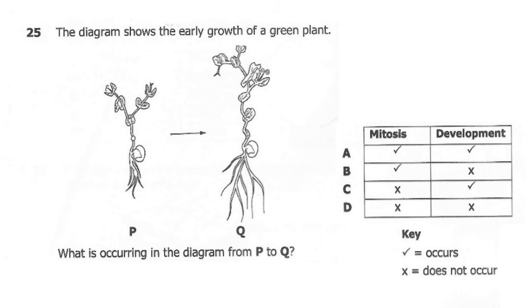Question 25. The diagram shows the early growth of a green plant. What is occurring in the diagram from P to Q? A. Mitosis takes place, development occurs. B. Mitosis occurs, development does not occur. C. Mitosis does not occur, development occurs. D. Mitosis doesn't occur, development doesn't occur. What's the answer here? Is it A, B, C, or D?